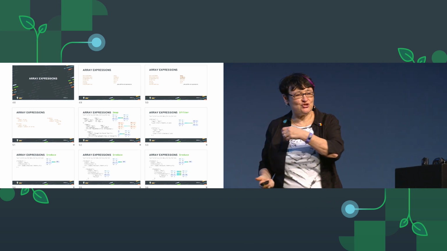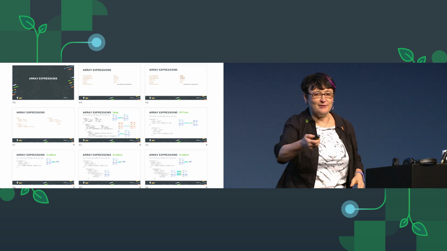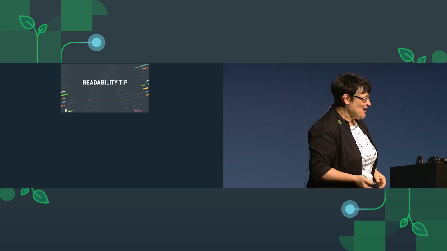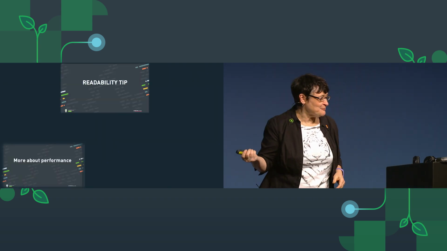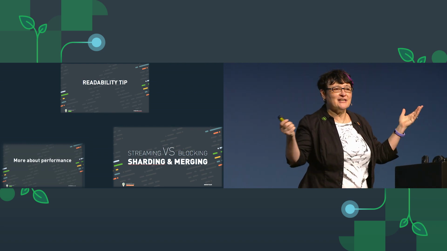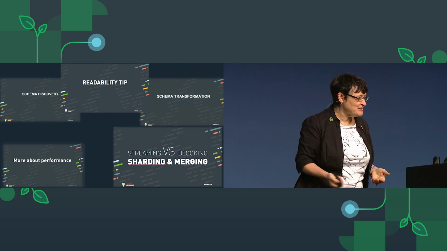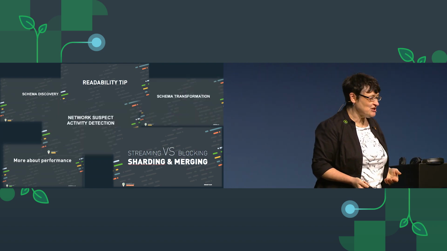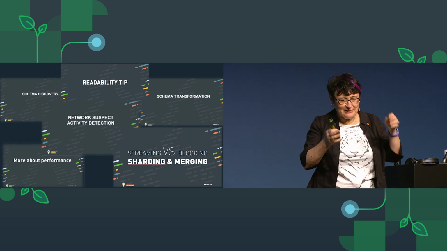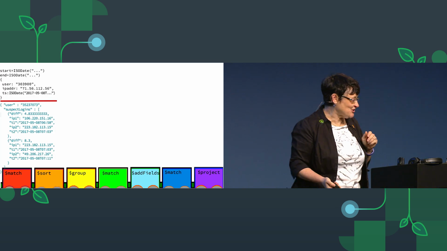There's a recording of the talk, and there's a GitHub repo with all the examples that's still there, so don't worry about trying to take a picture and squint at this stuff. I gave some readability tips. We talked about performance, sharding, streaming versus blocking, how it works there. I gave an example of schema discovery and schema transformation. And then, of course, we always finish the talk with a very fancy windowing function example with network suspect activity detection, I call it.